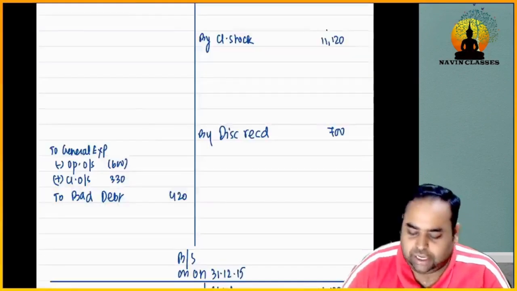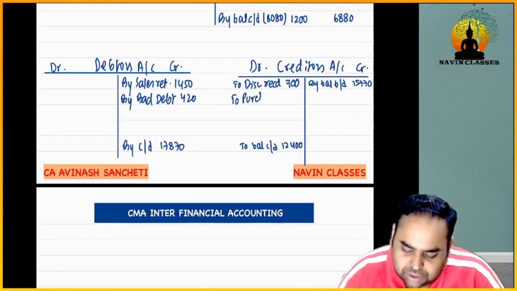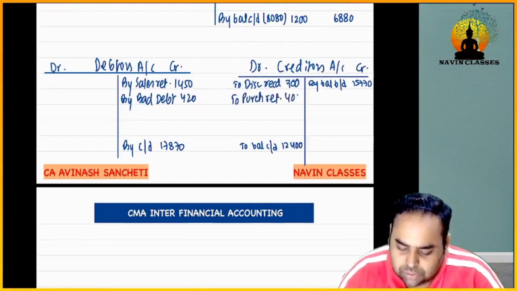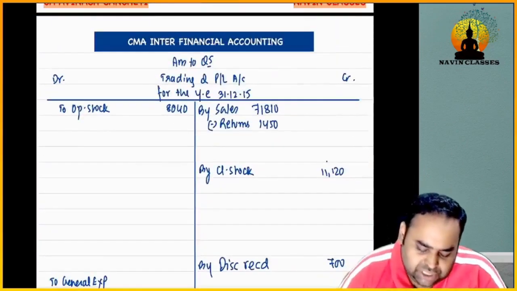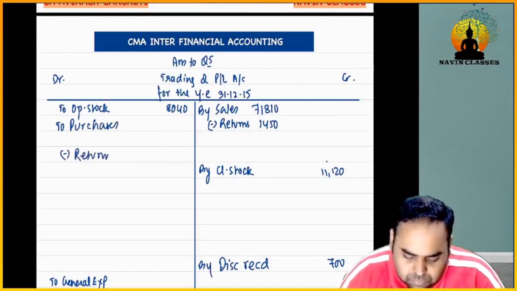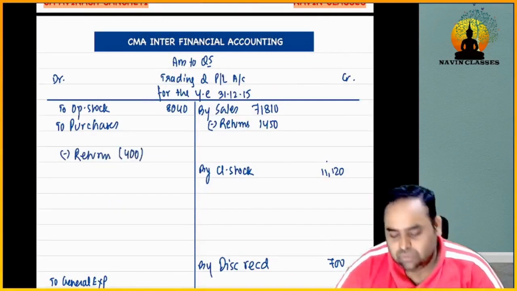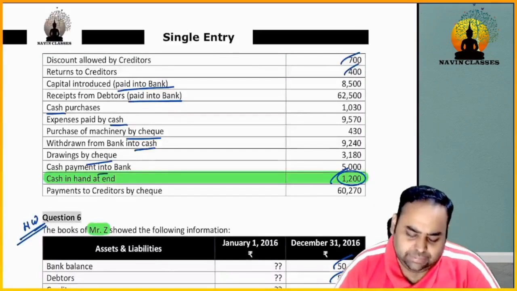Returns to creditor. So we have returned goods to the creditor. In creditor's account, write to purchase return 400. Purchase return 400. This purchase return will be deducted from purchases. 400. Take your time and do it, okay?